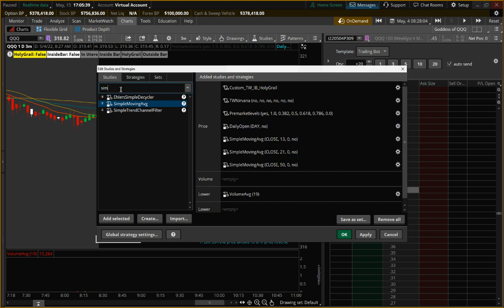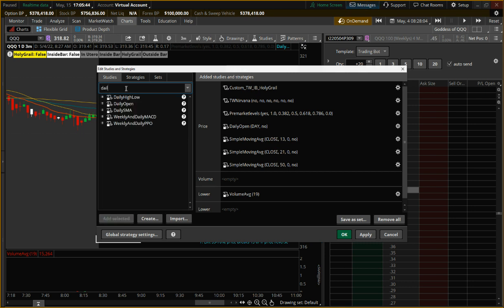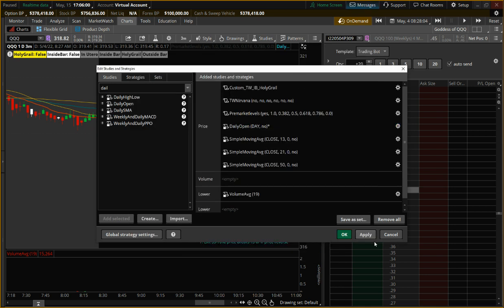If you are on Thinkorswim, you can add the daily open indicator, and it's right here. Just type in daily open, and then you can make it whatever color you want. This strategy is built around this indicator. So you're going to have your daily open line if you're on Thinkorswim, and I think TradingView has that indicator as well. You're going to have the 13, the 21, and the 50.